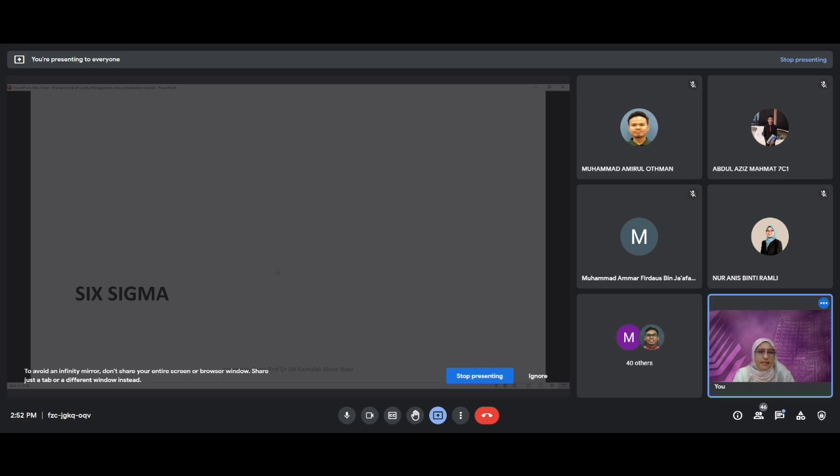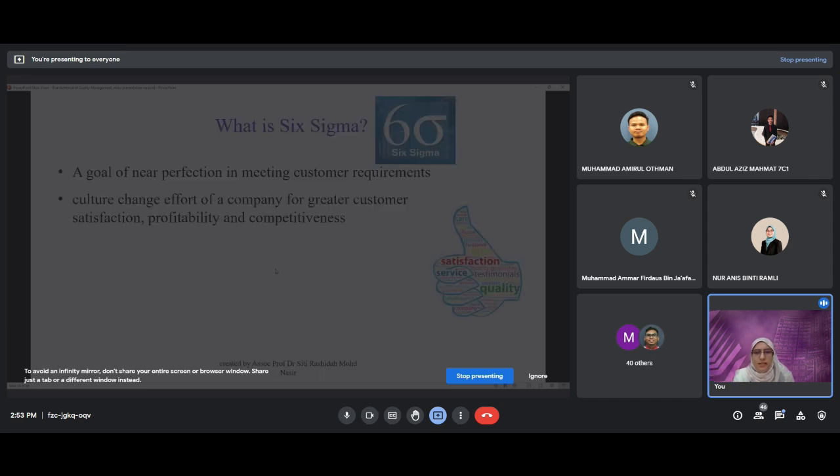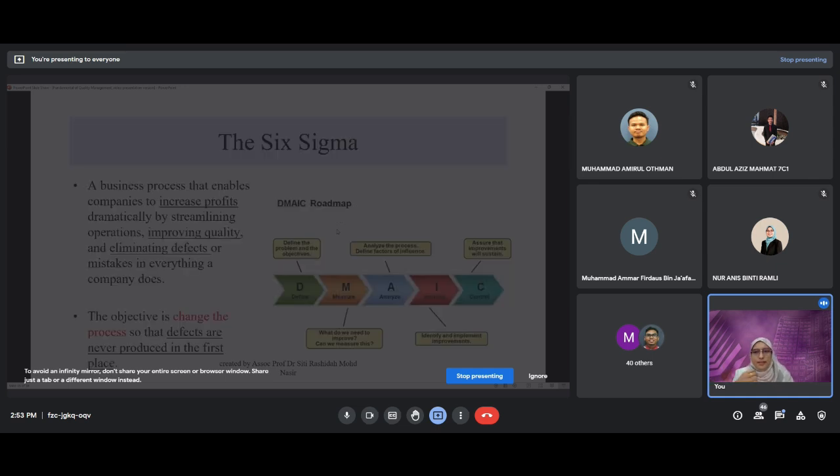And last but not least is Six Sigma. So the gurus that I mentioned just now have contributed to total quality management. But Six Sigma was introduced by Bill Smith. And what is Six Sigma? It is a process that meets the customer requirement, and it is actually a culture change of the company for greater customer satisfaction, profitability, and also competitiveness.